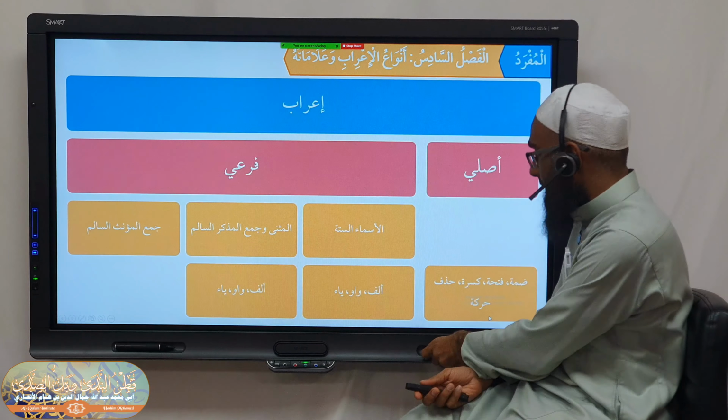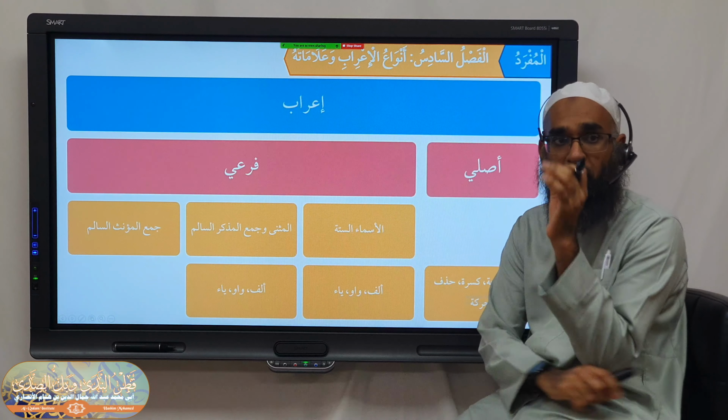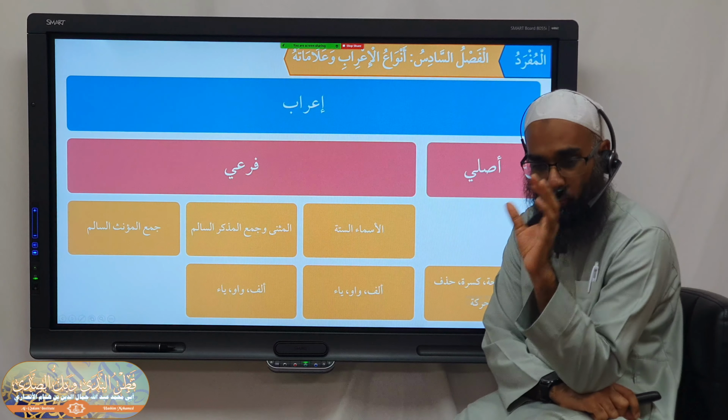So we're now in the sixth section where we're discussing إعراب. And we mentioned this إعراب أصلي. And إعراب أصلي means we have مرفوع with ضمة, منصوب with فتحة, مجرور with كسرة, مجزوم بحذف الحركة. And we said the إعراب أصلي and it's إعراب فرعي. Now إعراب أصلي is this, and an إعراب فرعي is secondary إعراب. So أسماء الستة has a secondary إعراب ألف واو ياء, مثنى جمع مذكر سالم ألف واو ياء.